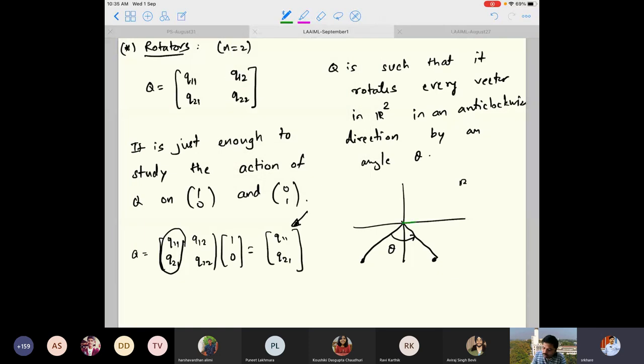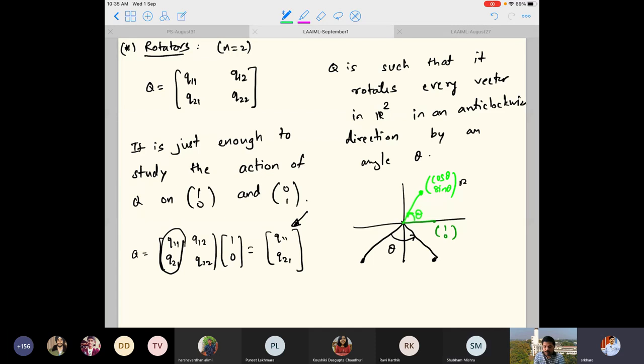Suppose this is my (1, 0) vector. If I rotate it in an anti-clockwise direction by angle theta, suppose the new resulting vector goes here. What are the coordinates of this new vector? You know the angle is theta. Correct. Cos theta, sin theta.